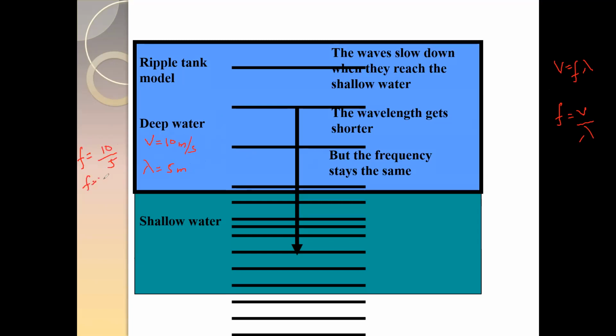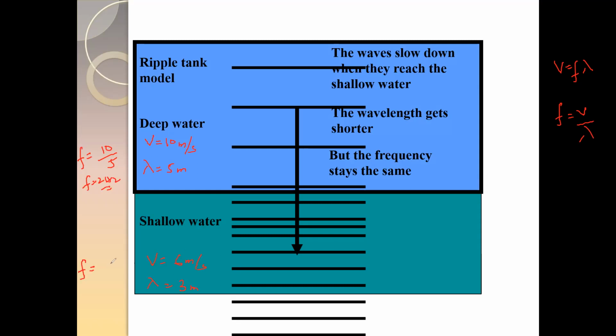So frequency will be 2 hertz. As the water moves from deep to shallow region, meaning lower depth, it slows down. So its speed decreases. For example, the speed is now 6 meters per second. Its wavelength also decreases. The wavelength is 3 meters.